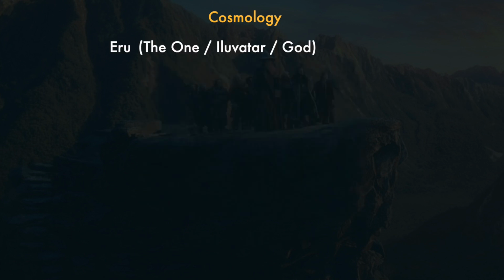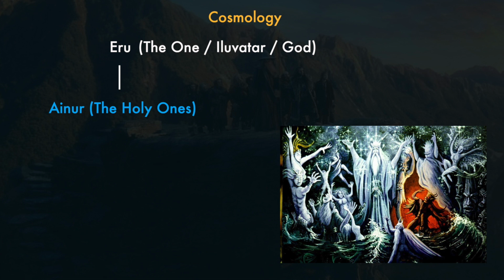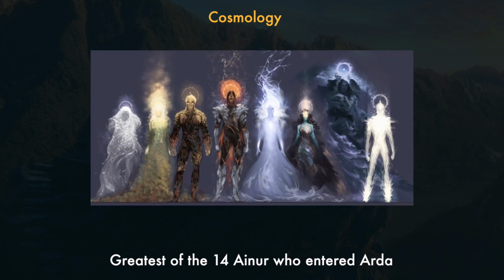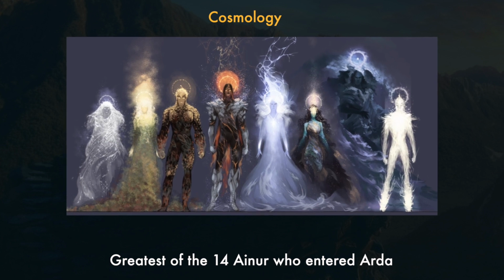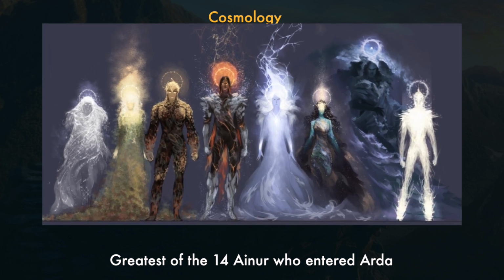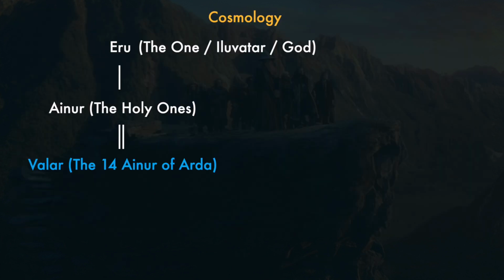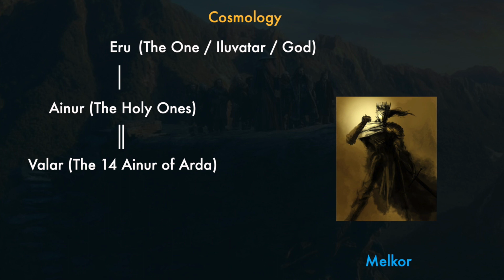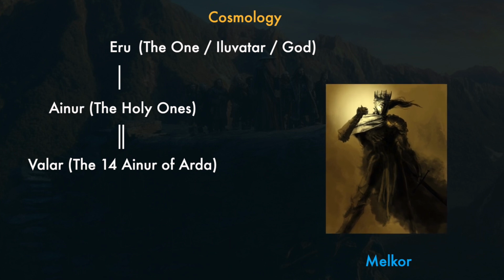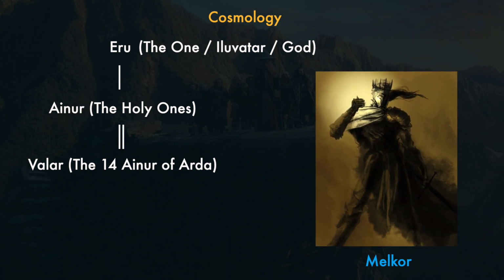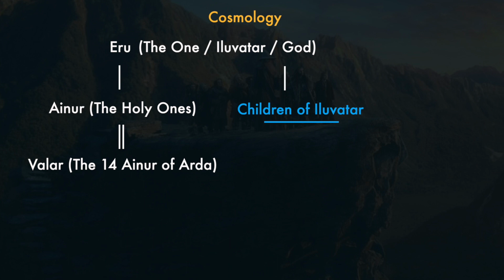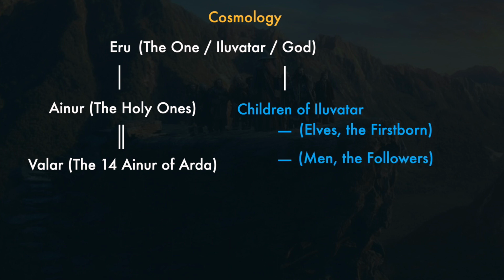Ilúvatar created the Ainur, the Holy Ones, of whom 14 were to enter the realm of Arda and shape and govern it. These 14 Ainur were called Valar. Well, there was also a 15th one who is known as Melkor, but he turned evil along the path. After the creation of Arda, Ilúvatar created two earthly races called the Children of Ilúvatar, namely Elves, the firstborn, and Men, the followers.